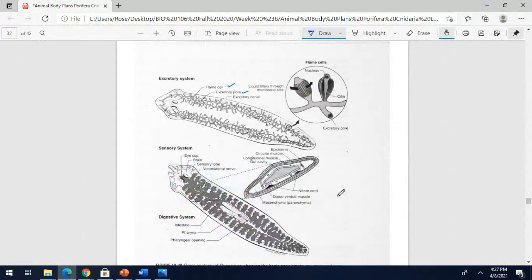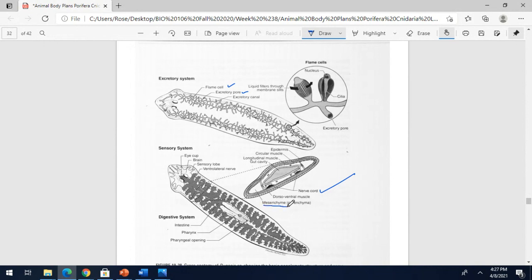All right, what else do I need to show you guys here? This is a cross section from this area, where you'll see it has longitudinal muscles and circular muscles, which are derived from the mesoderm cells. You see the nerve cord. You have the dorsoventral muscles and mesenchyme.